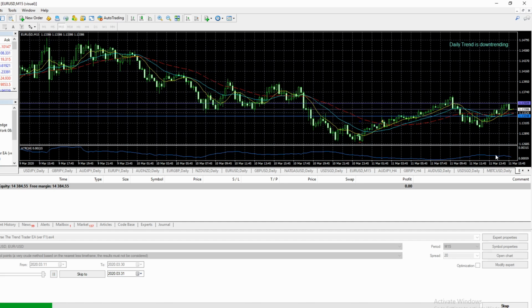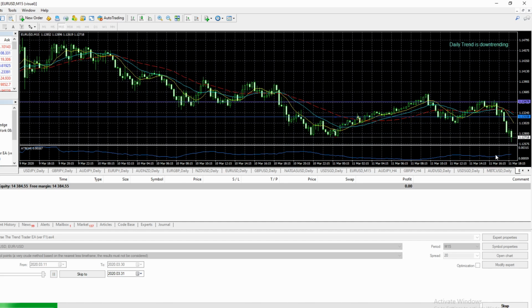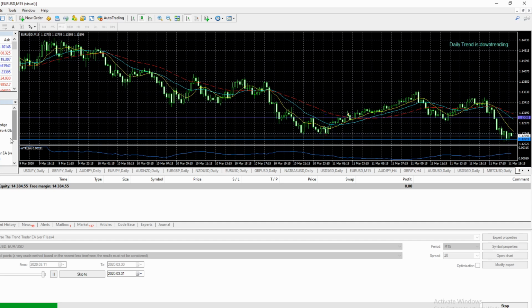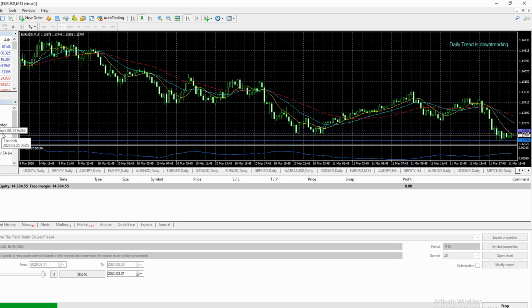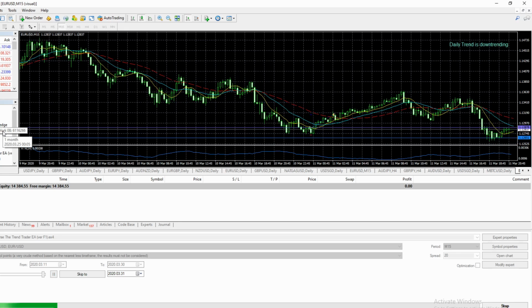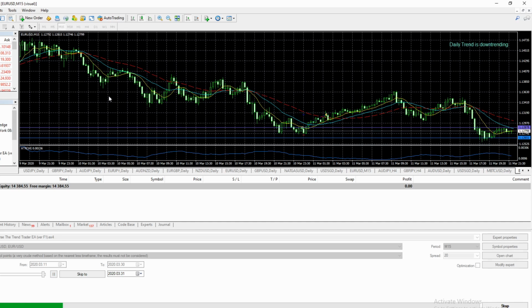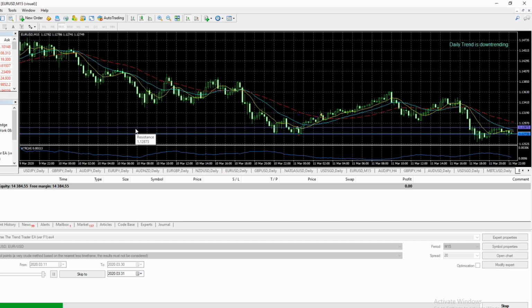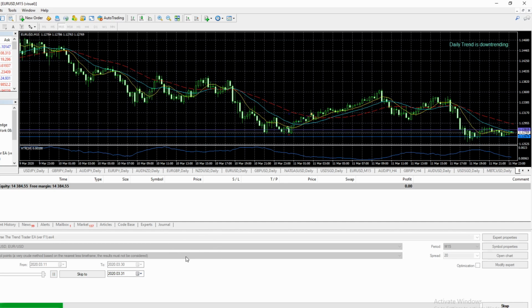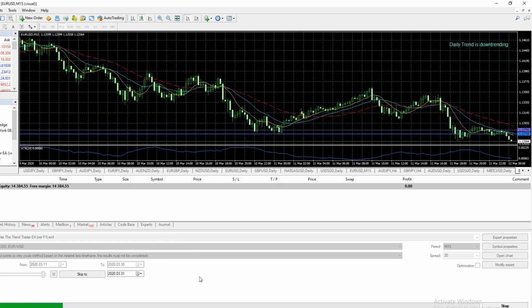I apologize, not scripts. They can't be run in the tester, because for scripts you simply need to drag and drop from your Navigator window on the left, which is a bit cut off here. So if you're trying to run a script, just left click, hold, and drag it from the Navigator window into the chart that you want to run it on, and the script will run. But for expert advisors and indicators, you have to use this strategy tester module, which is inbuilt into all MetaTrader 4 software platforms, and run it like this.